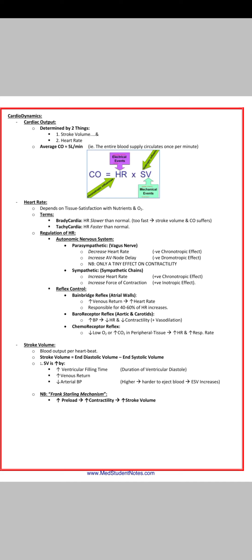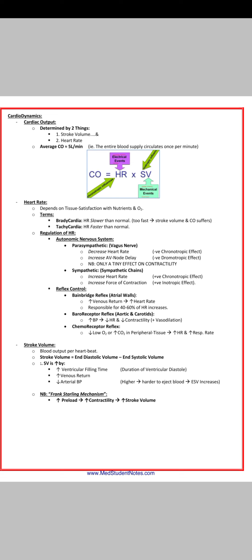In this session we are going to discuss cardiodynamics. We have heard about cardiac output. It is heart rate times stroke volume. What is heart rate? Heart rate is the number of beats per minute. What is stroke volume? The volume of blood released per contraction. When these are multiplied, we get the cardiac output.